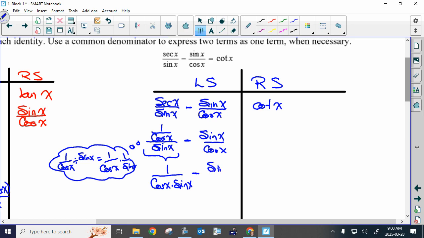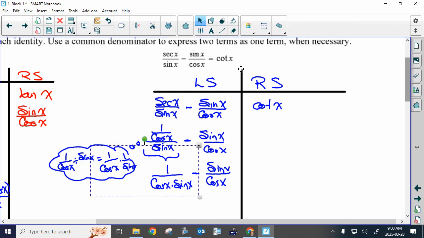Now, how am I going to find a common denominator? What's your gut telling you to do, Leo? Times the other side by sine x. Absolutely, top and bottom. Now, guys, you have to, I'm just going to give myself a little bit more room.